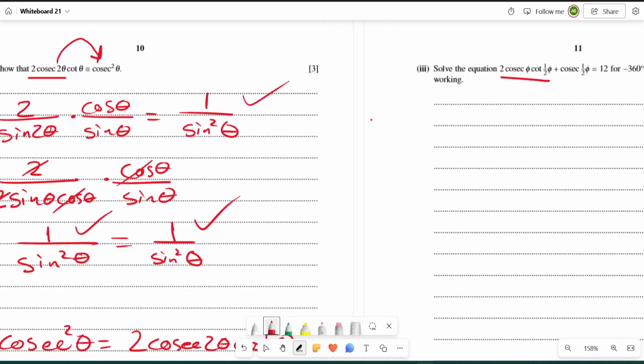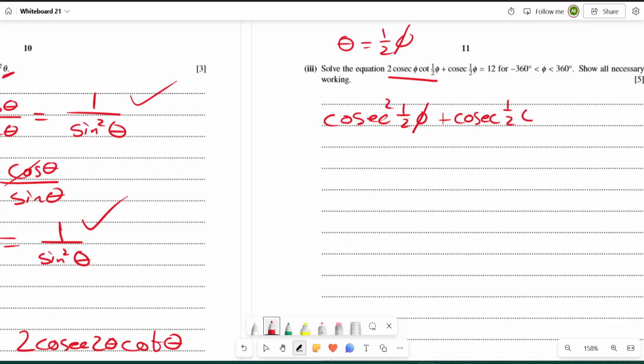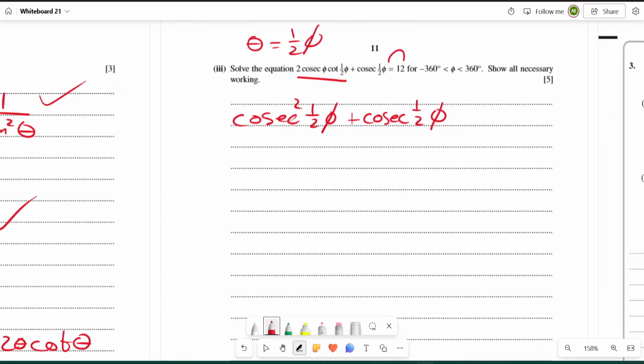So let me change all of this, knowing that the angle theta is half of phi, because this angle is twice theta, and this angle is the theta angle. So what we're going to do is change all of this into cosecant squared of the angle itself, which is half phi, plus cosecant half of phi, and I can bring this 12 to this side, so minus 12 and equate to 0.